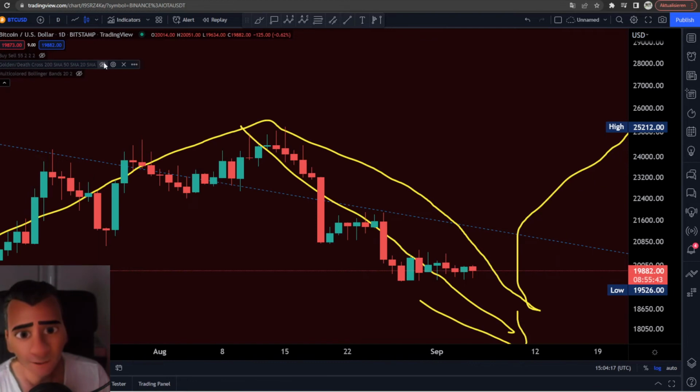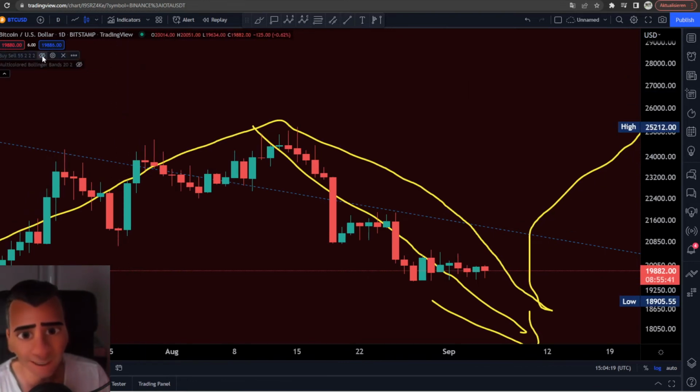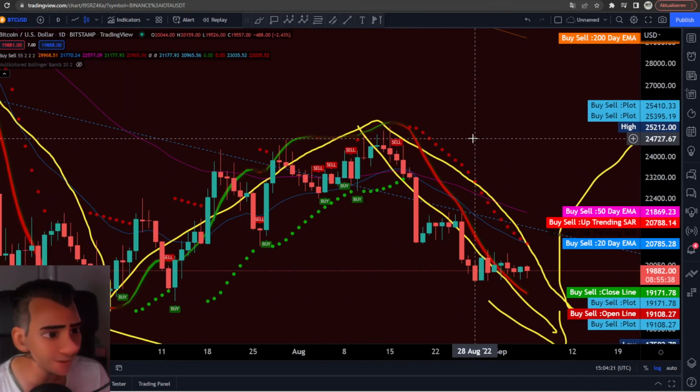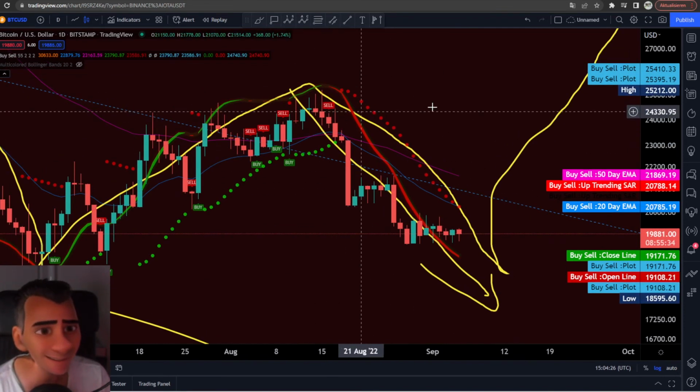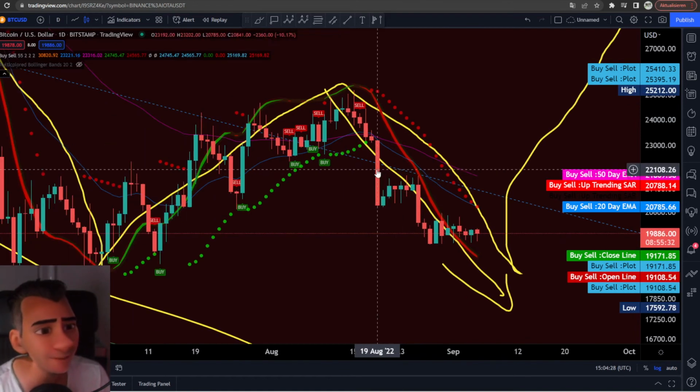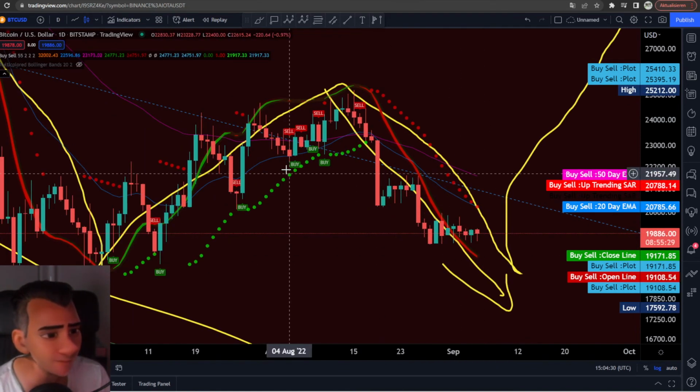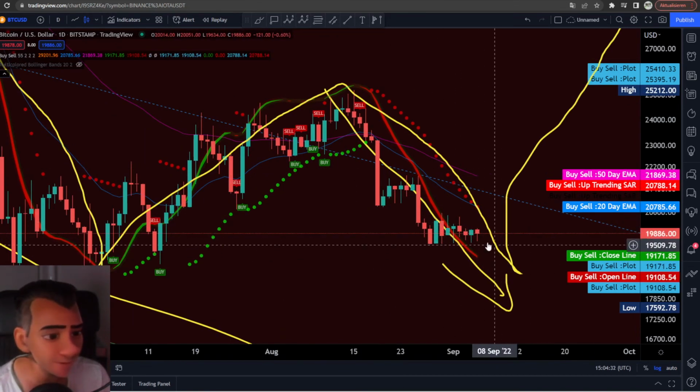Let's check Golden Cross, Death Cross. It's not so important. Let's check the buy sell indicator. And what can we see? We saw a nice sell signal here. After this, we went down. So this sell signal was perfect, really perfect. Now we are waiting for a buy. We are waiting for the green dots here. We have no green dots here.